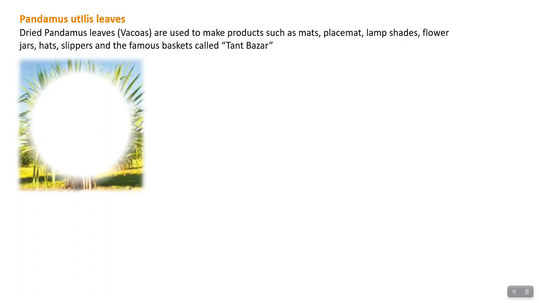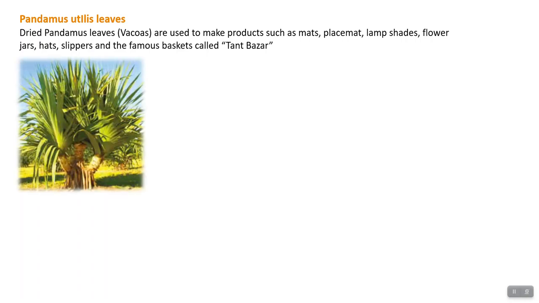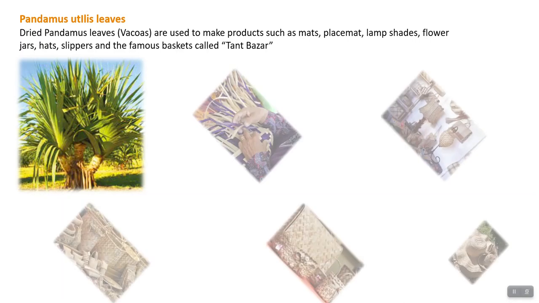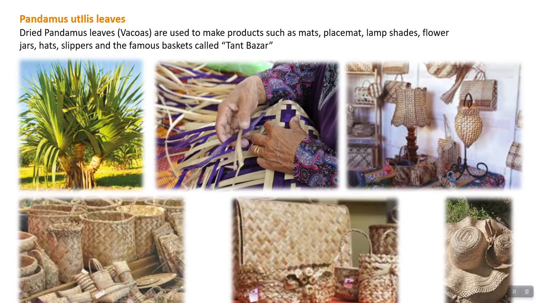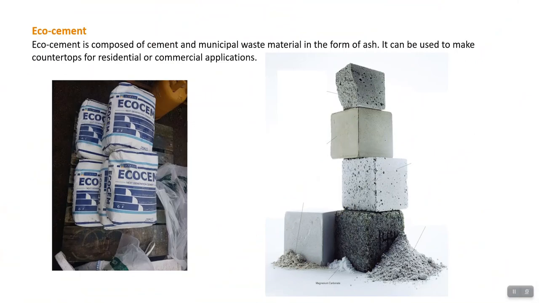So this is the traditional tree we can find in Mauritius. Even at school we have one. This is the pandanus tree, so called vacoas. Generally we use only the leaves for making products. These are some products we generally make in vacoas.